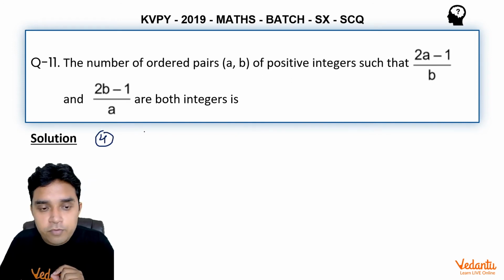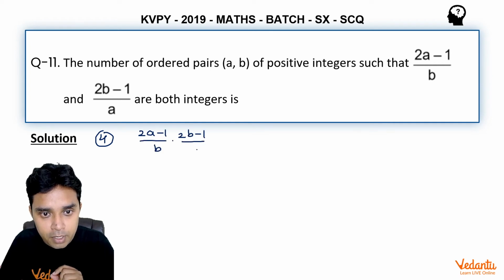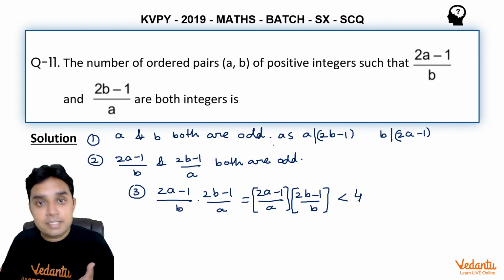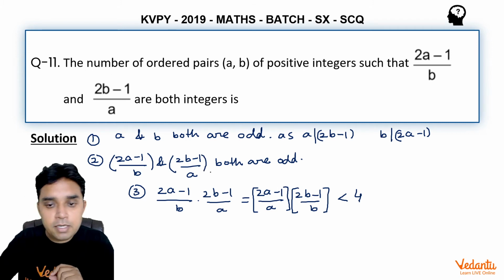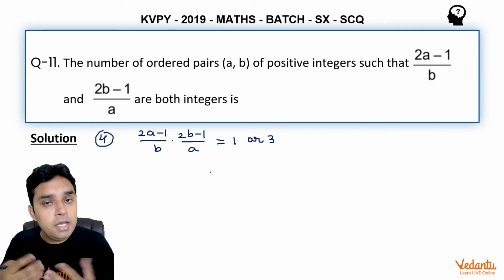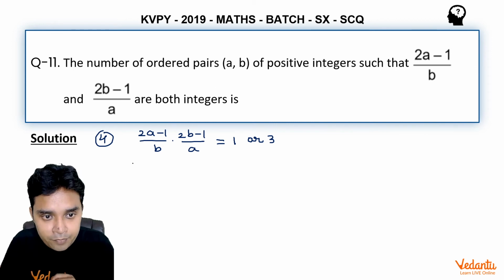Okay, so what we have concluded, that (2a minus 1) upon b into (2b minus 1) upon a, it should be either 1 or it should be 3. Why? Because their product is less than 4, and because they both are odd numbers, their product cannot be 2. Hence it could be either 1 or 3. Now I think we can make cases.